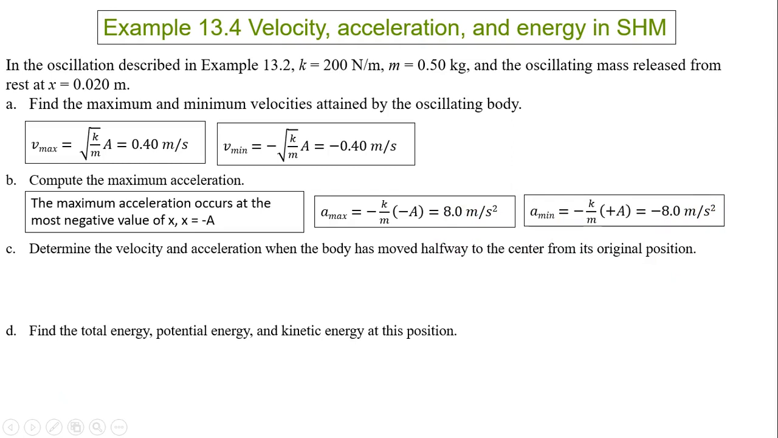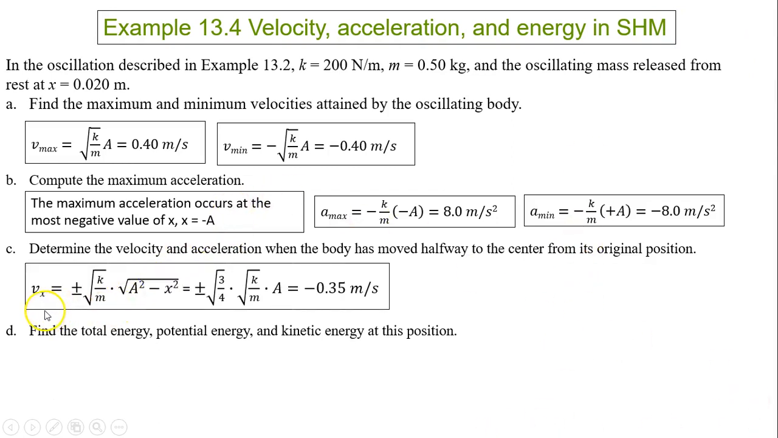What is the velocity and acceleration when the body moves halfway, when x equals 1/2 of A? What is the velocity? We can use Vx as a function of x. We substitute x equals 1/2 of A, so we have negative 3.5 meters per second from its original path. The velocity, so I guess this means when A is positive, okay?